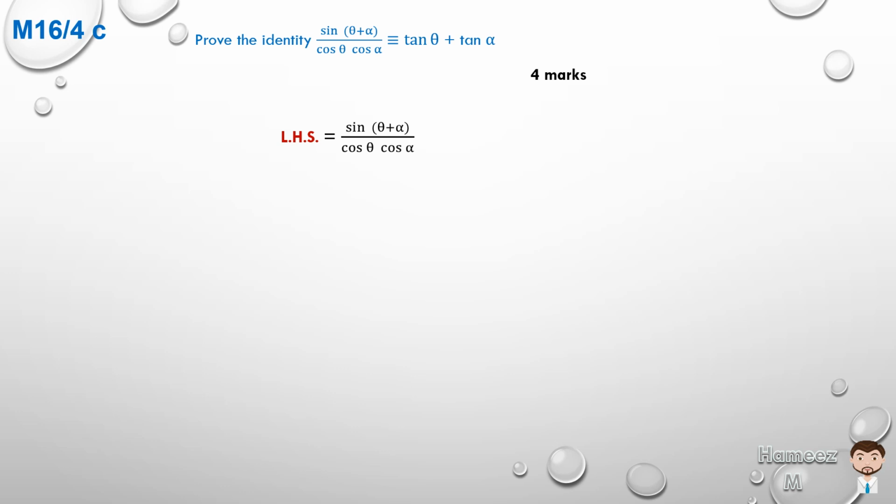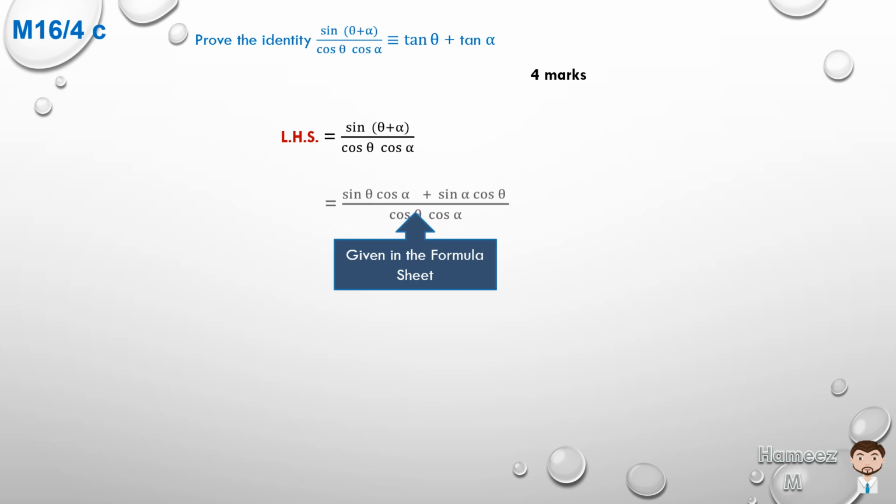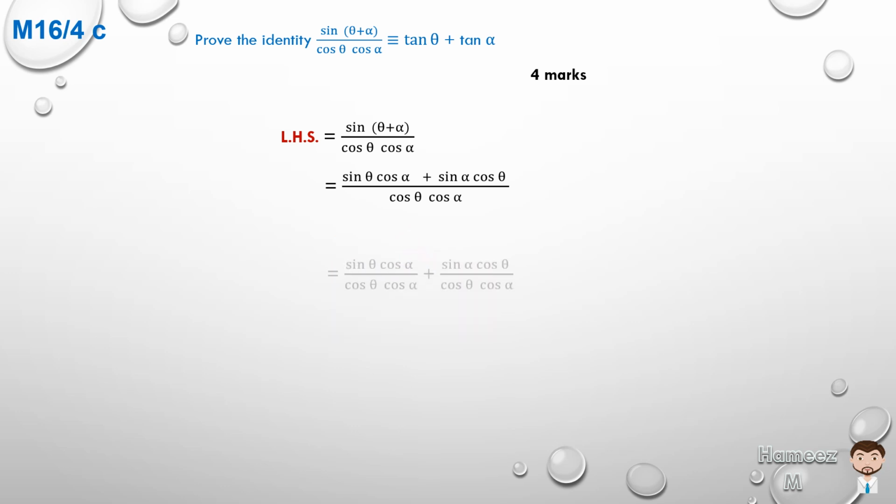If we look at the numerator, sin of theta plus alpha, it looks like we can apply our compound angle formula. And remember, sin of A plus B is equal to sin A cos B plus sin B cos A. Therefore, if we expand the numerator, it will give us sin theta cos alpha plus sin alpha cos theta, all over the denominator, cos theta cos alpha. And we can break it up into two separate fractions. So it will give us sin theta cos alpha all over cos theta cos alpha, plus sin alpha cos theta over cos theta cos alpha.